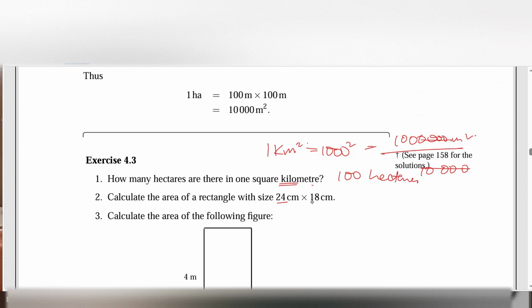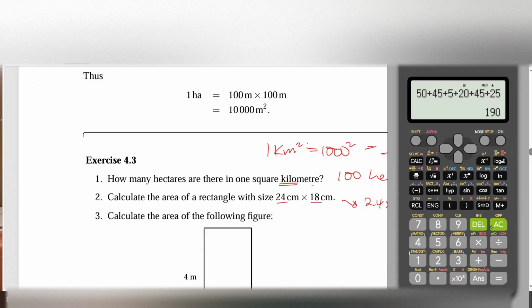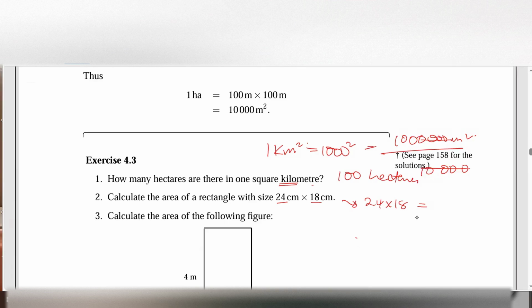And then question 2, we want the area of a rectangle with a size 24 centimeters by 18 centimeters. Okay, so that's going to be 24 times 18. Let's see. 24 times 18 becomes 432. But this is centimeters squared.